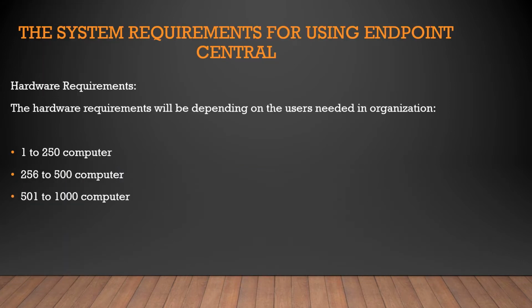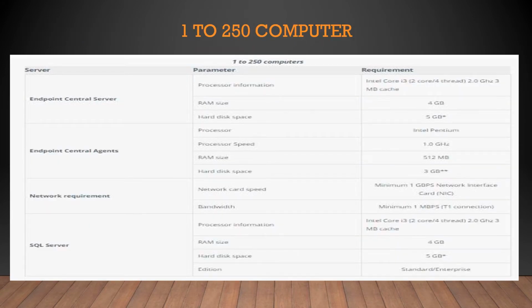System requirements for using Endpoint Central depend on our users. If we are using 1 to 250 it's different, 251 to 500 it is different, and 501 to 1000 it is different. So let's start with hardware requirements. If we are using 1 to 250 computers, for the server we will need a Core i3 processor at least, 4 GB RAM, and 5 GB of hard disk space.